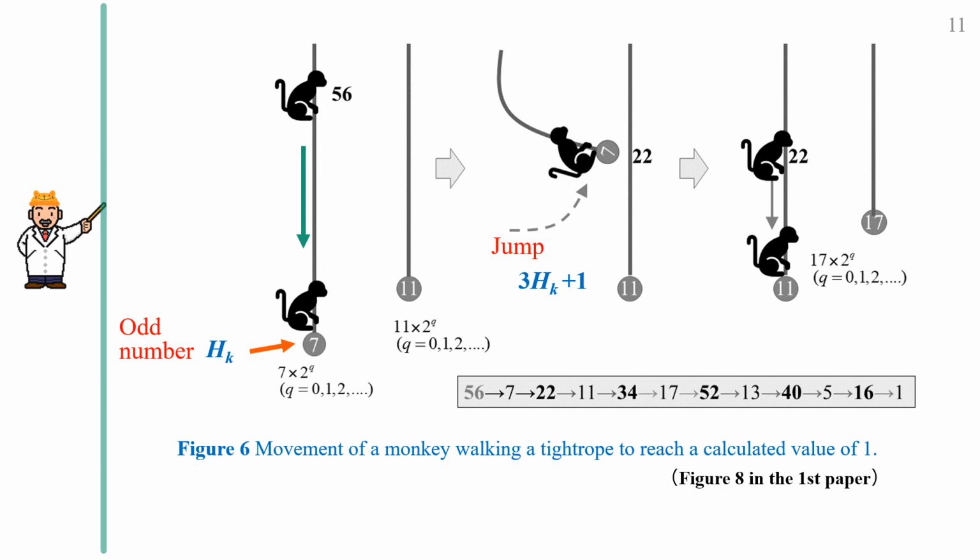However, the monkey might continue climbing a rope for some initial value and fail to reach the rope with odd number 1. In any case, by comparing the changes in calculated values to a monkey walking across ropes, the phenomenon becomes much easier to understand intuitively.